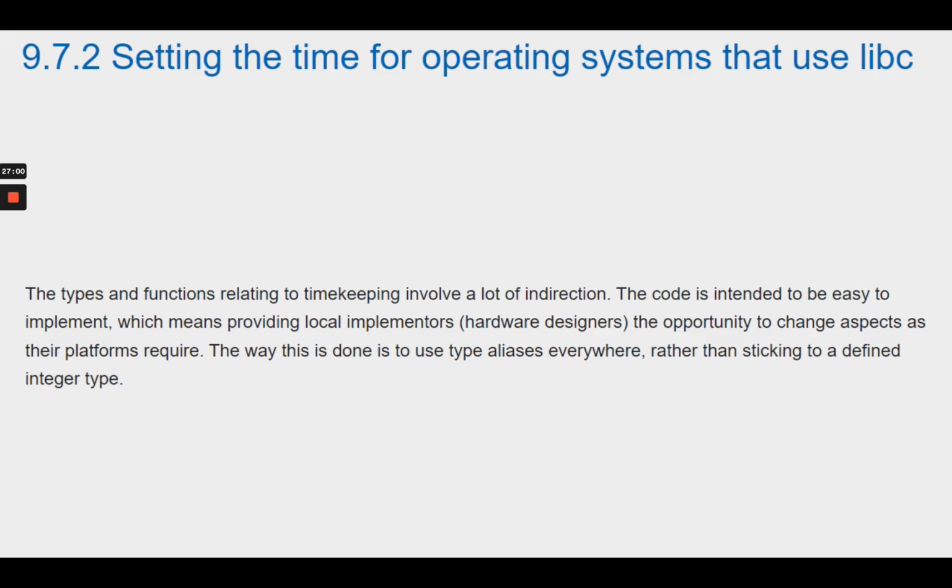The types and functions relating to timekeeping involve a lot of interaction. The code is intended to be easy to implement, which means providing local implementers, hardware designers, the opportunity to change aspects as their platforms require. The way this is done is to use type aliases everywhere, rather than sticking to a defined integer type.